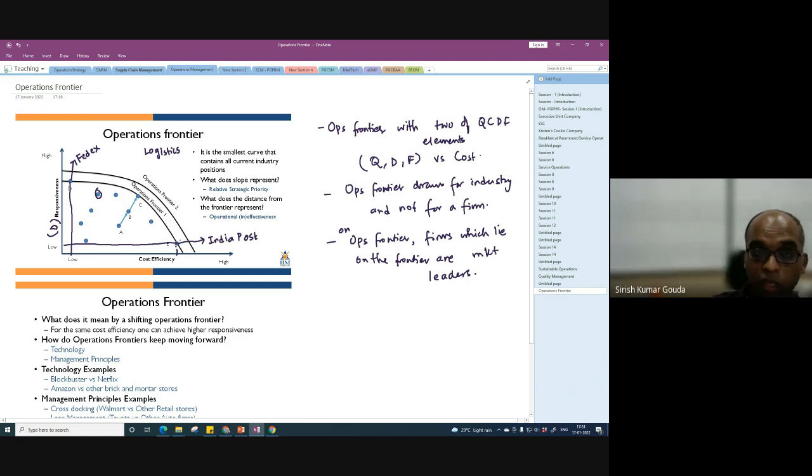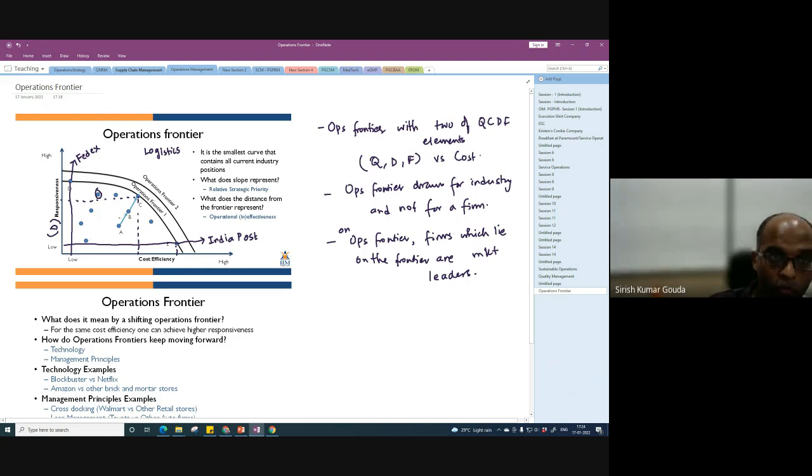Given that, in the logistics industry, these are not the only two firms which are market leaders. There are firms which can operate in positions like C, where I provide good cost efficiency as well as reasonably good responsiveness, but probably not as high as FedEx, and not as cheap as somebody like India Post. These firms can also be considered market leaders. Now, what about those firms which are inside this operations frontier? These firms inside the operations frontier can be considered as firms which are not doing the best that they can do.